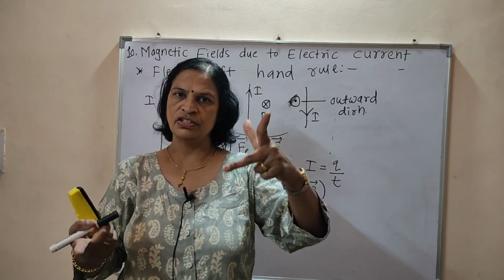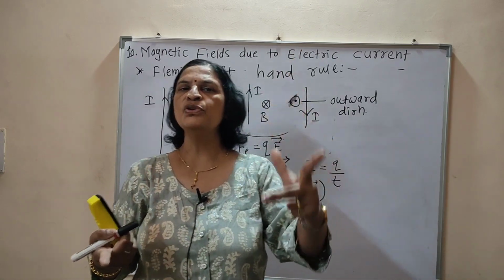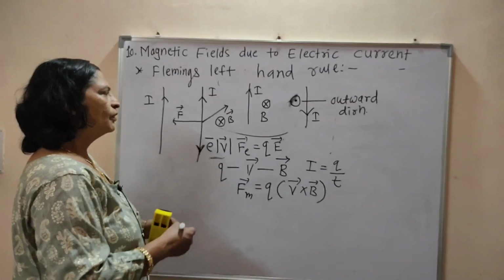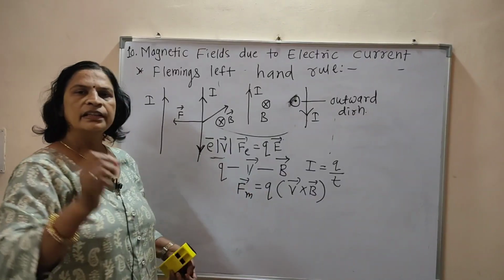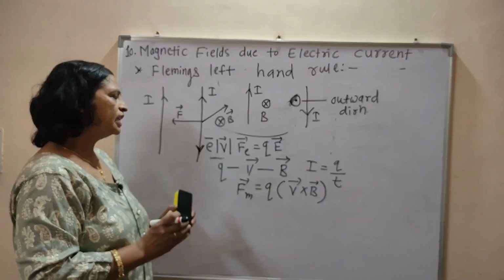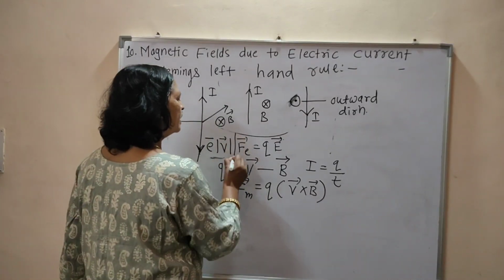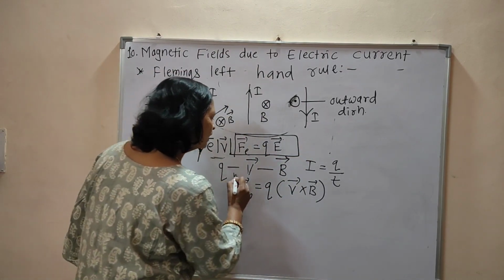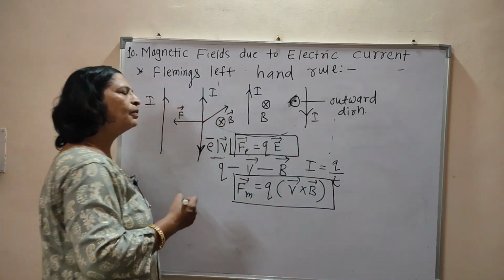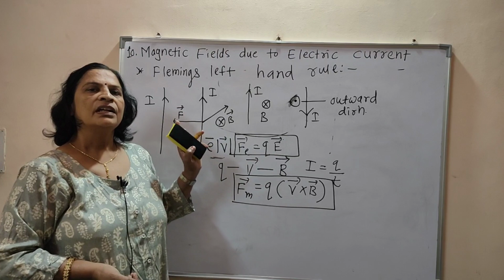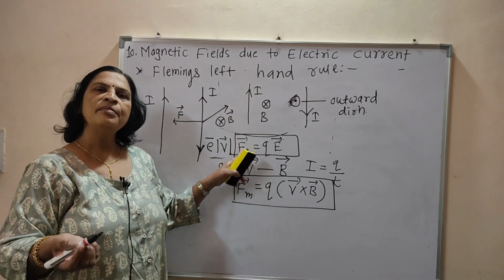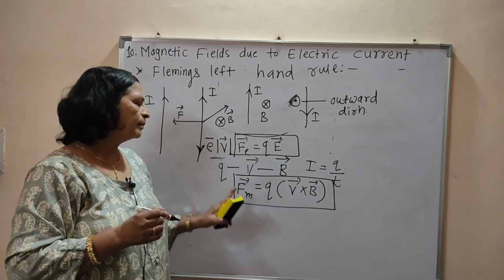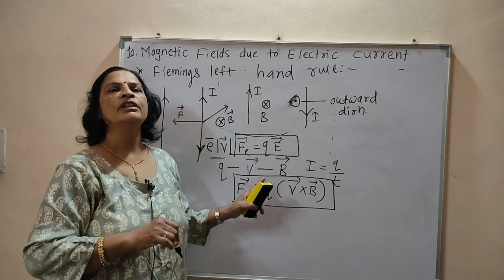Understood? These three quantities are mutually perpendicular to each other. And therefore vector V and vector B always make some angle with each other. This is the field when charge is stationary and this is the force when charge is moving. When the charge is stationary, at that time electric force is present on that charge, and when the charge is moving, then magnetic force is present on that charge.